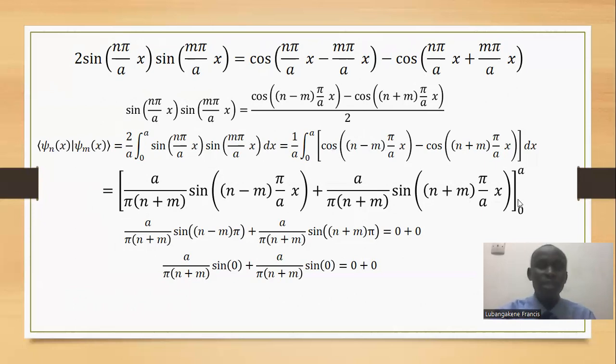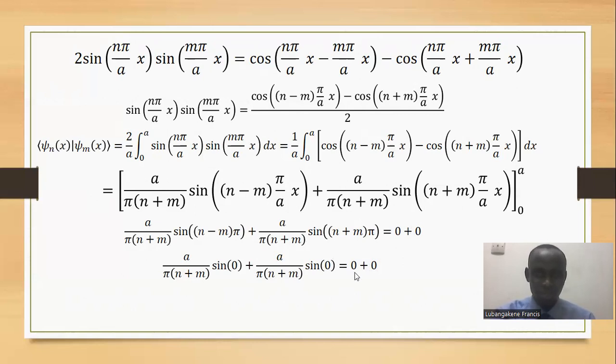Do the integration, and then we shall find that this one displayed on the screen is the integration, of which later on, when we substitute the upper limit, which is a, we shall have sine of n minus m pi plus sine of n plus m pi, which, of course, are integers. The difference of integers will remain integers, and the summation of integers will also remain integers. So any integer multiple of pi gives us a sine of 0. Therefore, it is a 0 plus a 0.